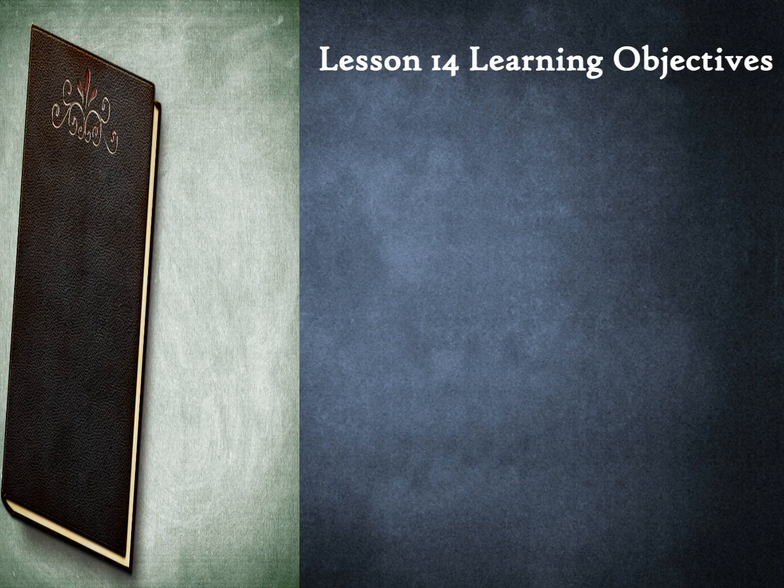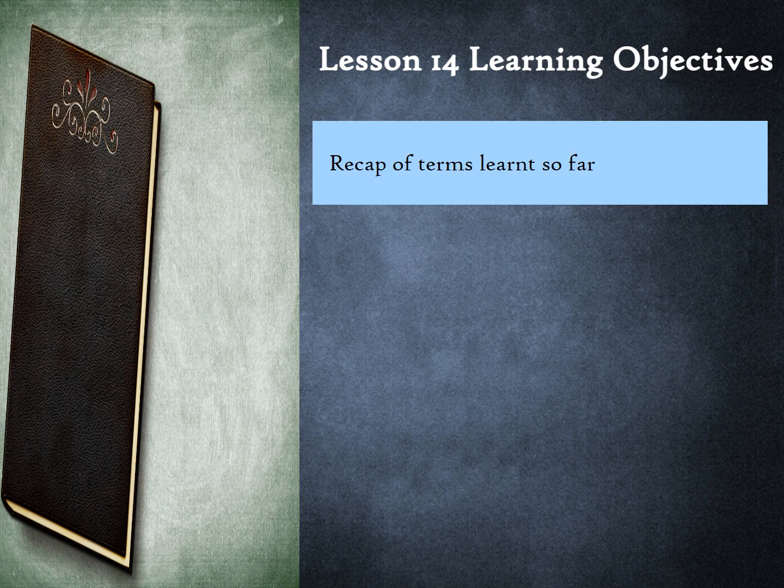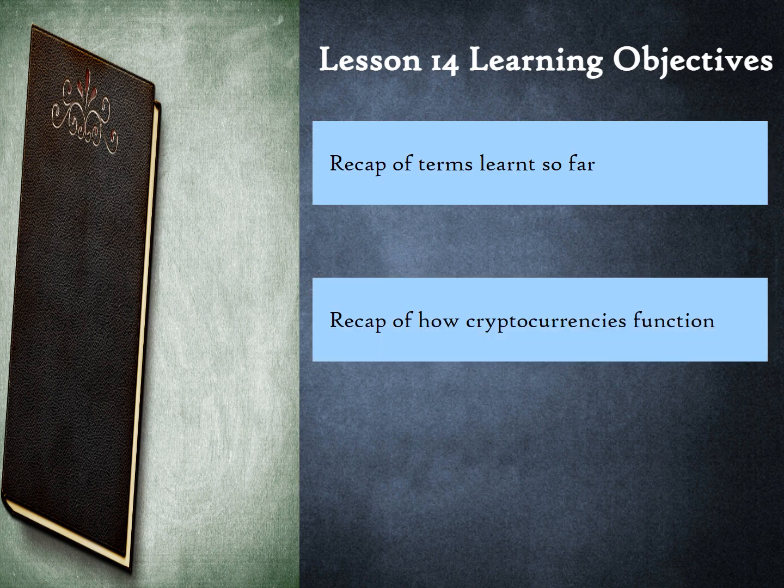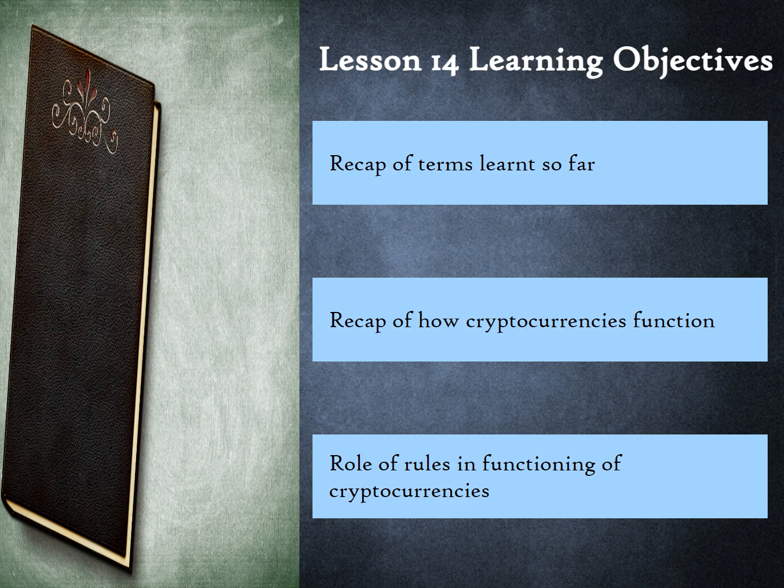In the past few lessons, we learnt how cryptocurrencies mimic the property of fiat currencies. This lesson is a recap lesson and is divided into 3 parts. The first part is a recap of various terms that we have learnt in the course so far. The second part is the recap of how cryptocurrencies function. The third part is some reflections on the role of rules in the functioning of cryptocurrencies.